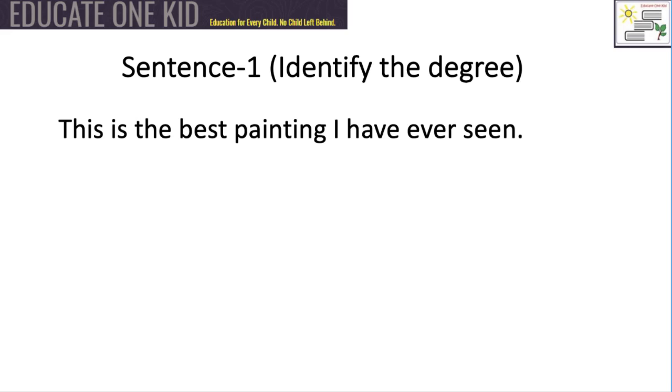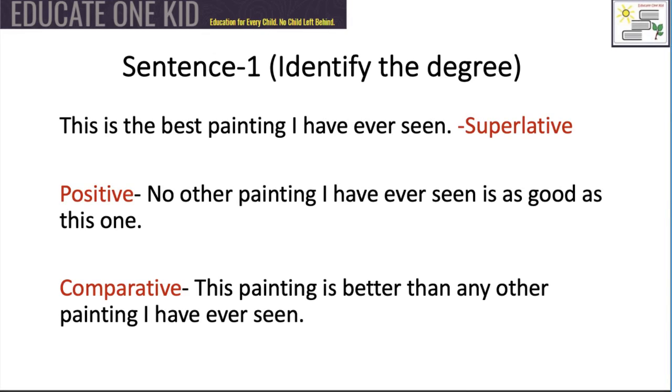Let us see a few examples and try to identify the degree in the sentences. Sentence 1. This is the best painting I have seen. What are we doing here? What are we comparing it with? This is going to help us decide what type of degree it is. This sentence is a superlative degree because it is comparing to a large group.